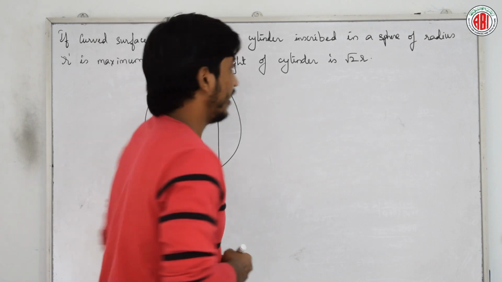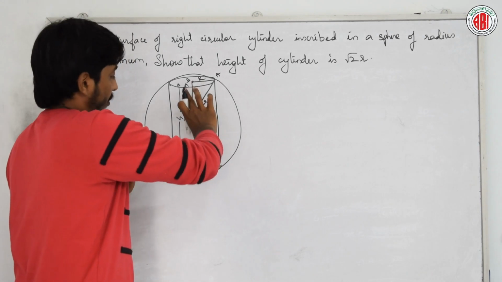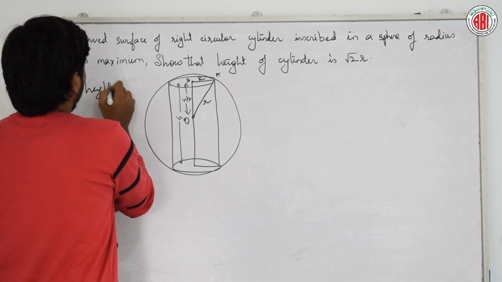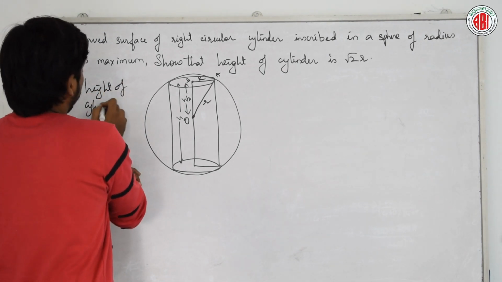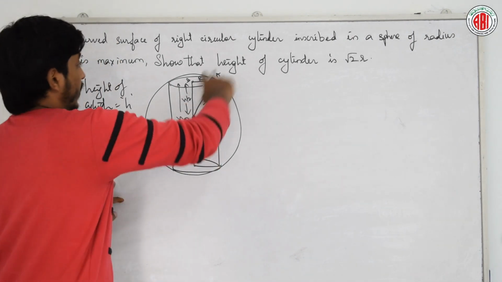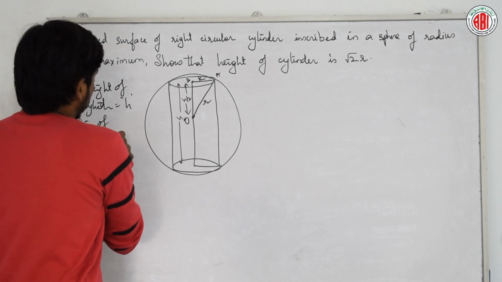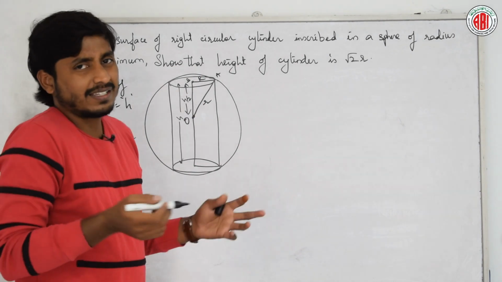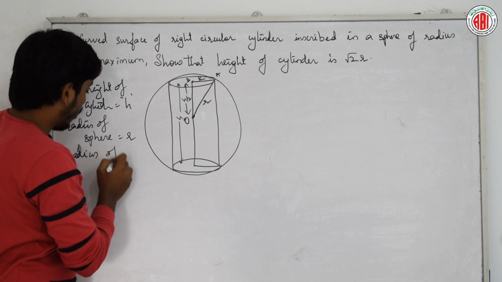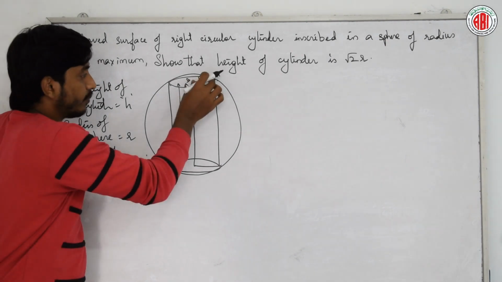Shall we see here? Let us assume the height of the cylinder to be small h. Okay. Height of cylinder is h. Given the radius of the sphere, radius of sphere is small r, already given. Now let us assume the radius of the cylinder. Okay. Radius of cylinder is capital R.